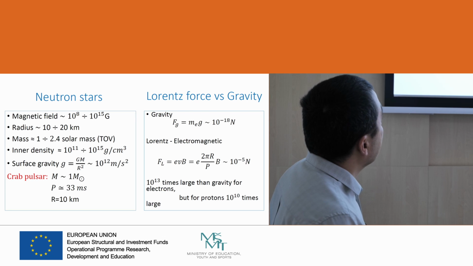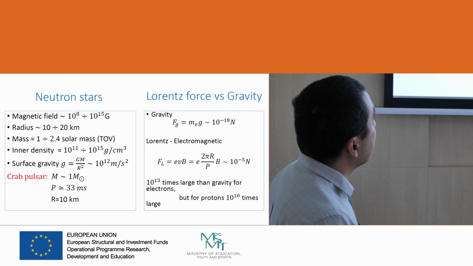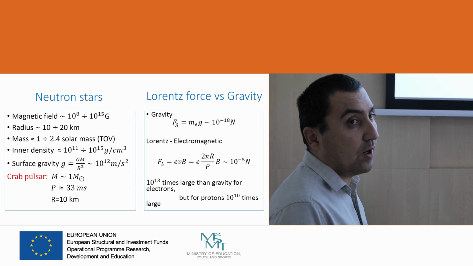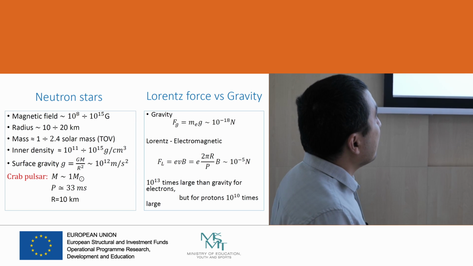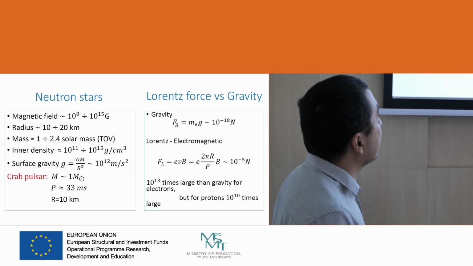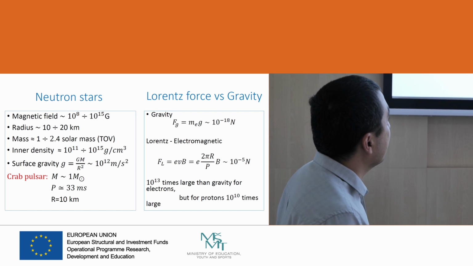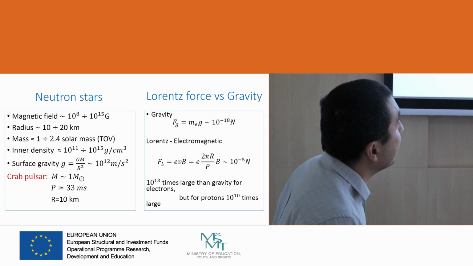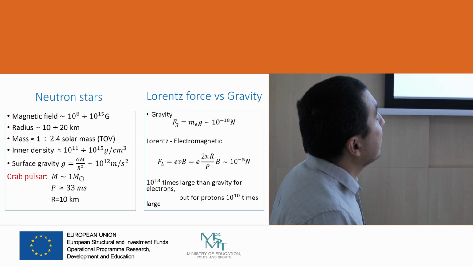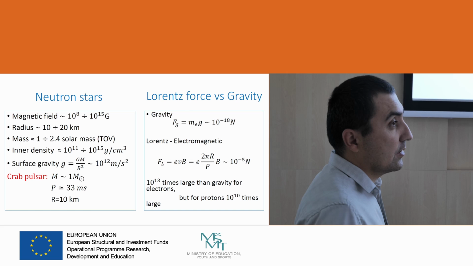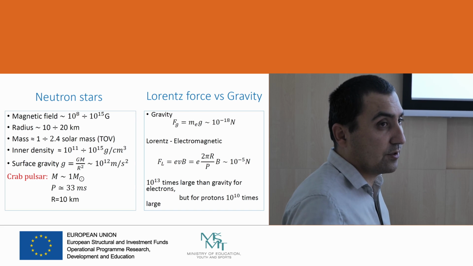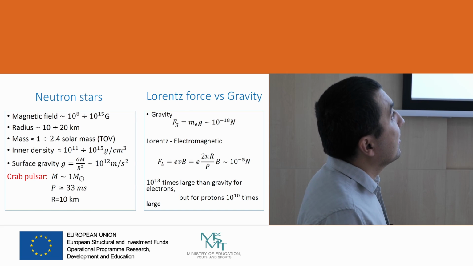So for example, for the Crab pulsar, which is found in the center of the Crab nebula, the mass is about 1 solar mass, the period is 33 milliseconds, and the radius is about 10 kilometers. Even so, the gravity is very strong on the surface of the neutron star.